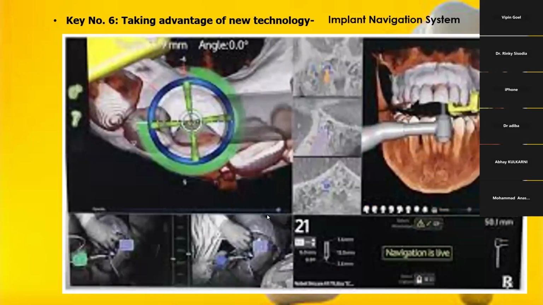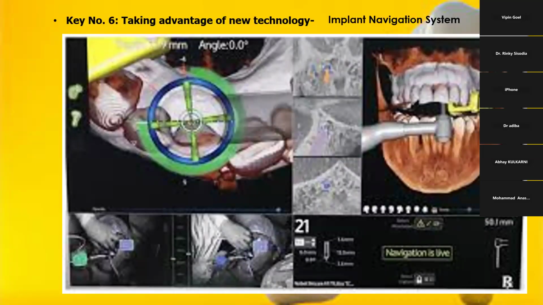Now the third one, which is the most advanced, is the implant navigation system. We are using an apex locator while doing RCT. It shows green, and when it shows red, that means we have reached the apex, and it starts beeping if we touch the apex or move out of the apex.